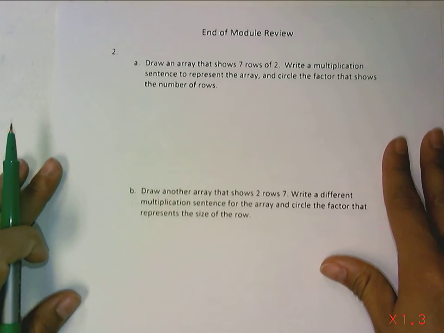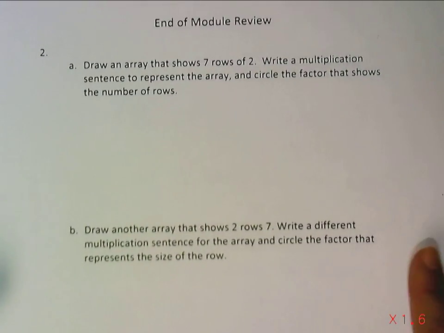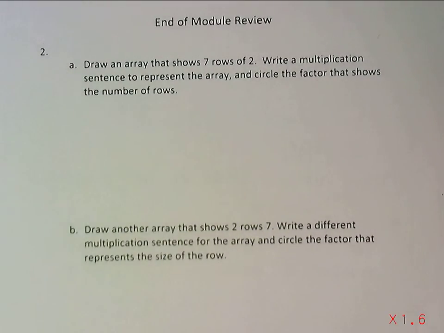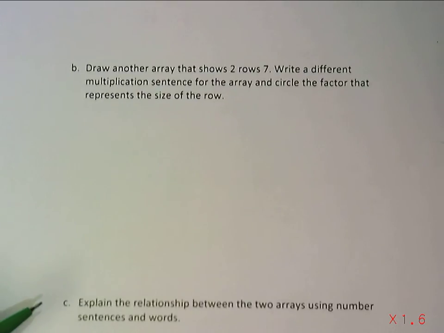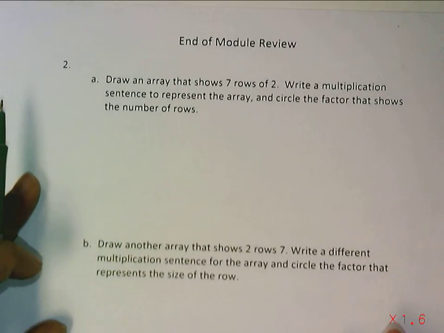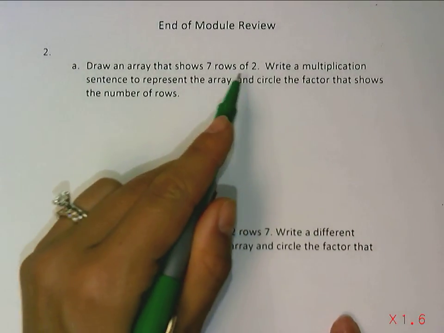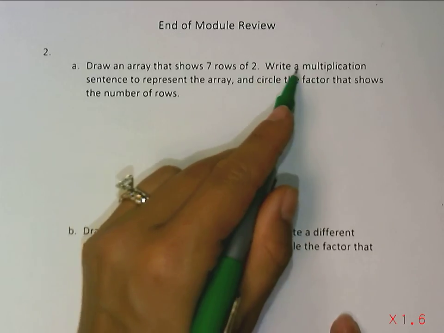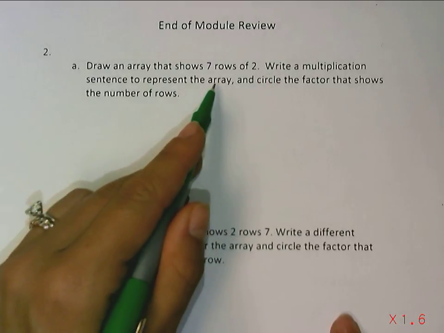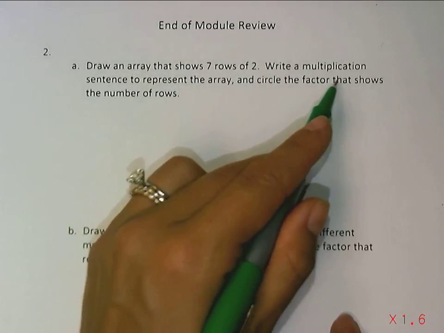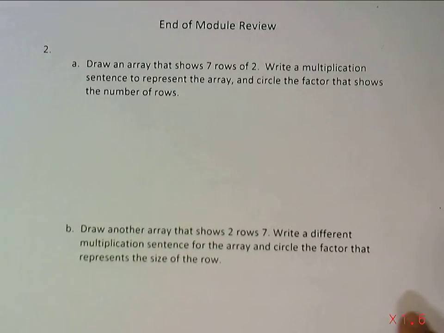So now I'm going to flip my paper over, and we have another question on this side. So it will say number 2, and then it has letter A, and we see there's 1, 2, 3 parts for number 2. So let's start with letter A. It says draw an array that shows 7 rows of 2. Write a multiplication sentence to represent the array and circle the factor that shows the number of rows.